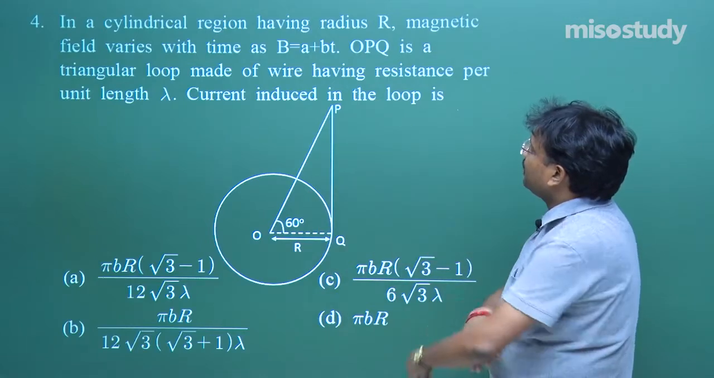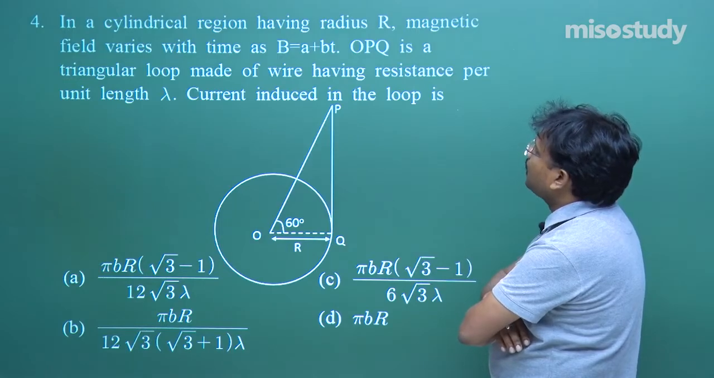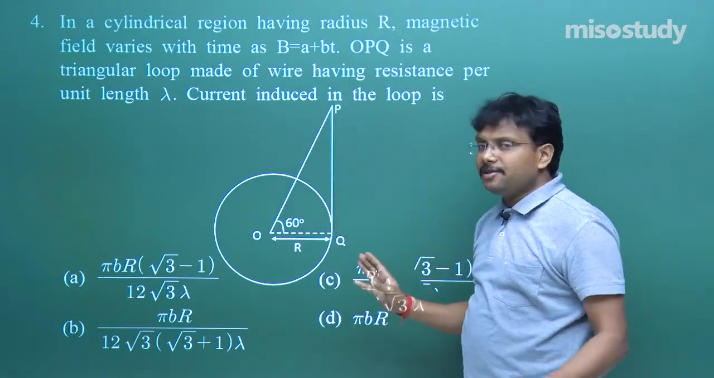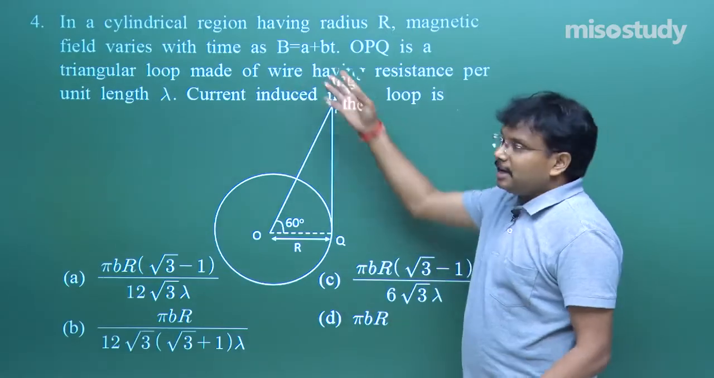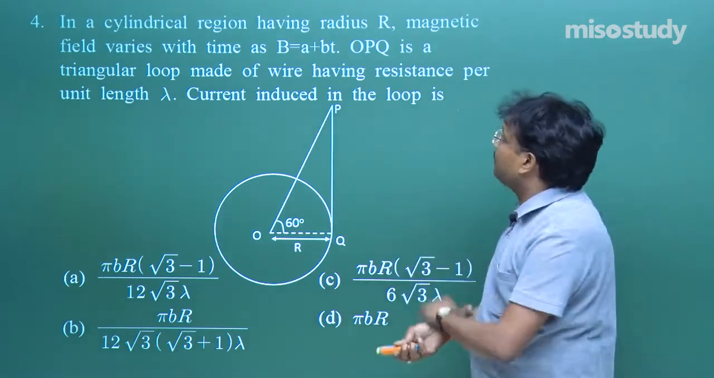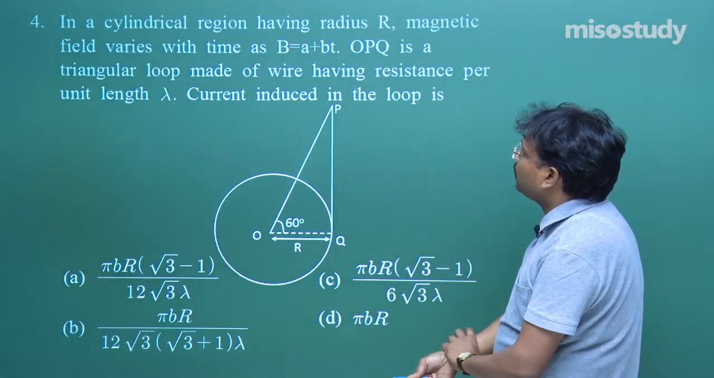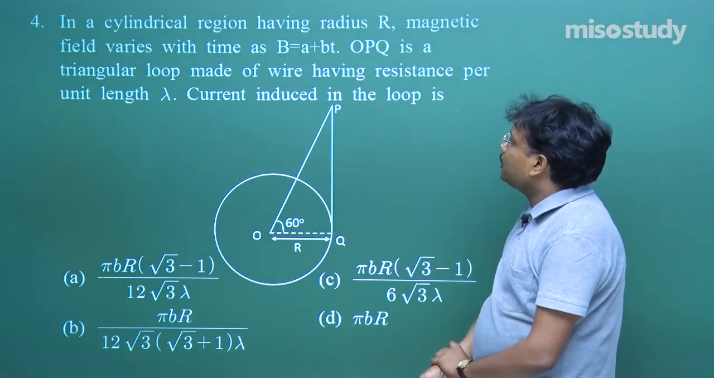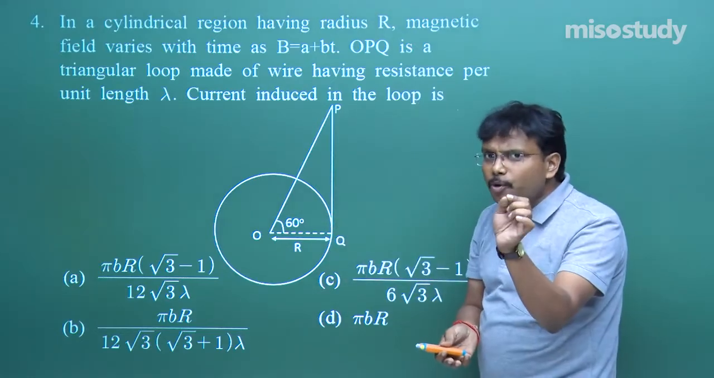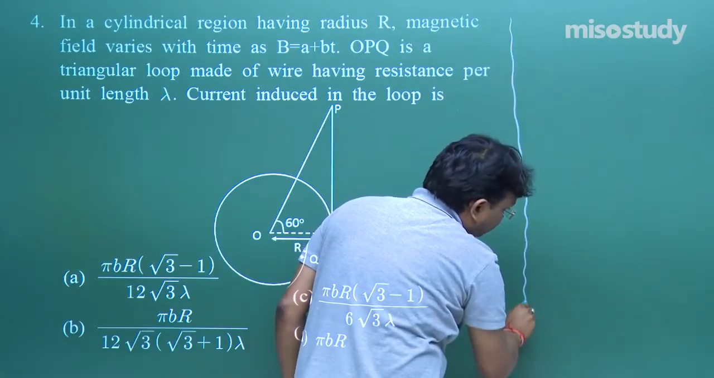In a cylindrical region having radius r, magnetic field varies with time as B is equal to A plus BT. If the concepts are clear, understanding this line is not a problem. With time the magnetic field is changing. So ultimately changing magnetic field producing this induced EMF. OPQ is a triangular loop made up of wire having resistance per unit length lambda. Find the current induced in the loop. Fine. Question is simple, diagram is given. Now I am going to explain you how to find out. Okay. So just take a look properly.